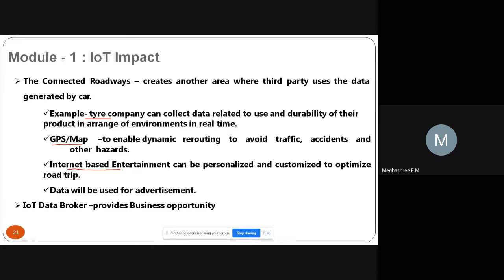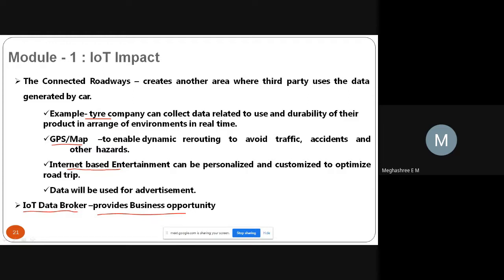So storing data over the cloud will lead to a new business opportunity that we call IoT Data Broker. Okay, do remember it is IoT Data Broker. What is IoT Data Broker? See, tire company manufacturers need to have the data on different situations or scenarios, so that considering those scenarios, they want to produce or manufacture better quality tires.